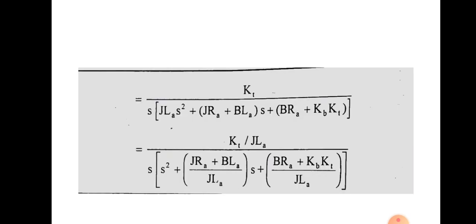Also in this derivation we have to bear in mind the equations for the electrical system and also the mechanical system, that is equations 1.16 to 1.19, that you have to keep in mind. That will be useful for other derivations. So this is all about the transfer function of armature controlled DC motor.